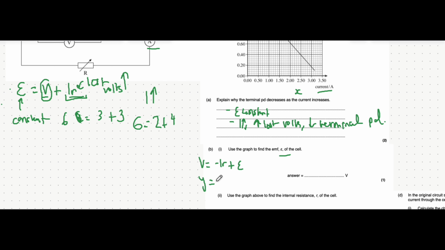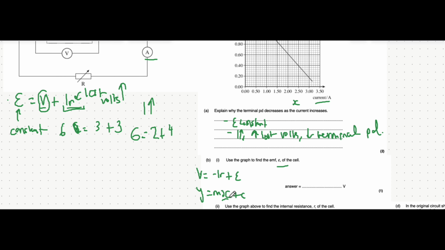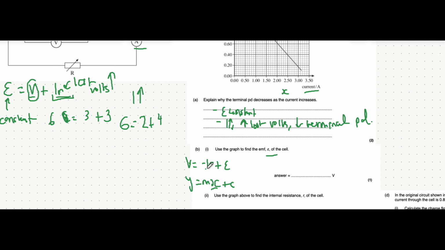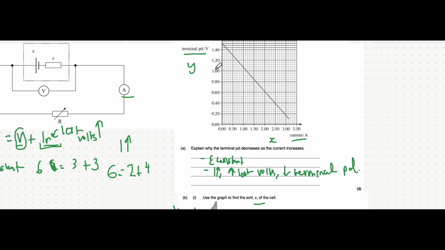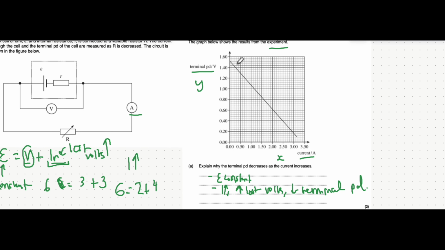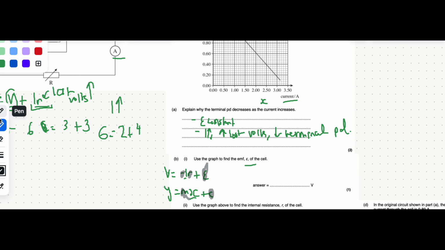Putting this in the form y equals mx plus c, we can say that the y-axis is related to the terminal voltage, the x-axis is related to the current, in which case, comparing all the other like terms, I'm just going to get the highlighter tool out, we can say that the gradient gives us minus the internal resistance, and the y-intercept gives us the EMF. So the y-intercept of this curve, which is roughly 1.52, sorry if you guys can't see that, is the EMF of this circuit. So let's fill that in, 1.52 volts.